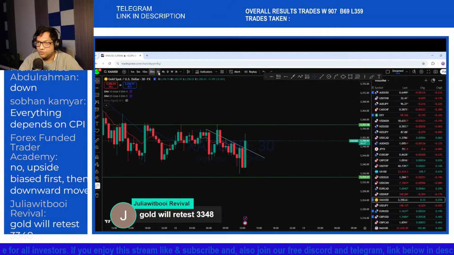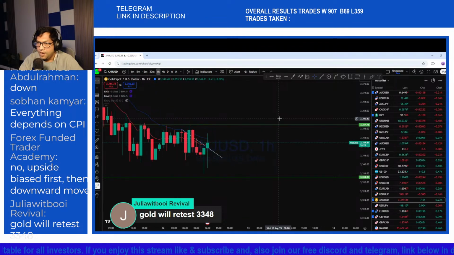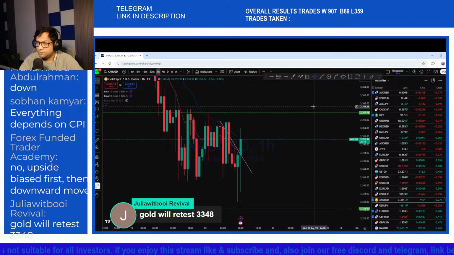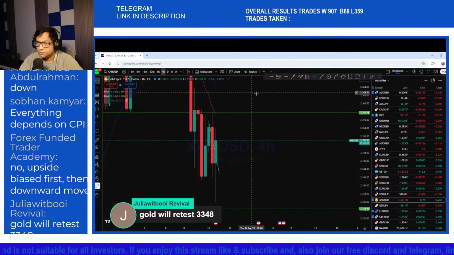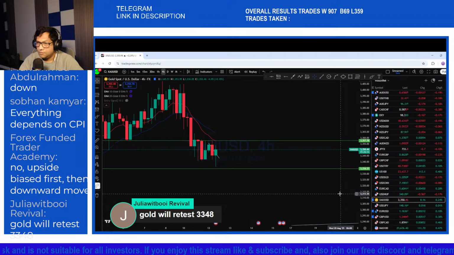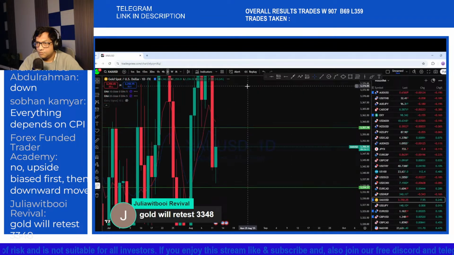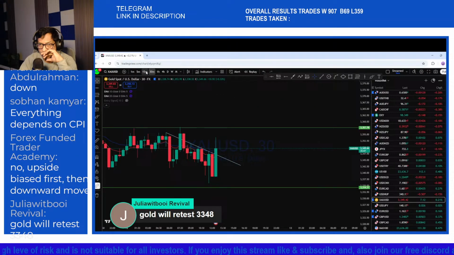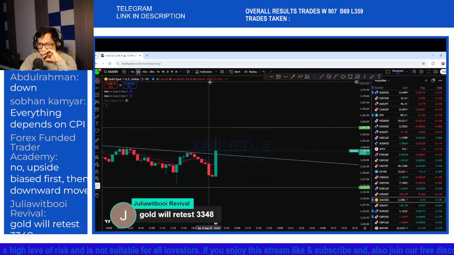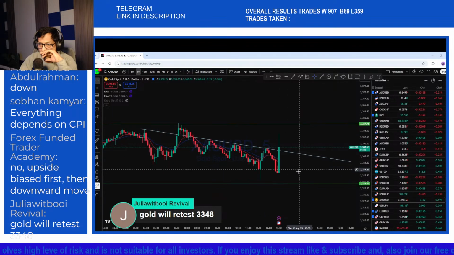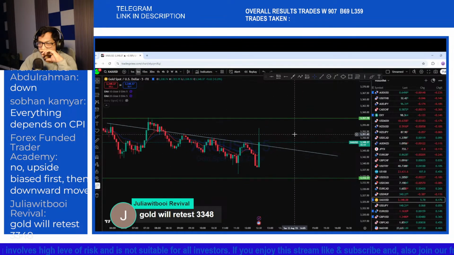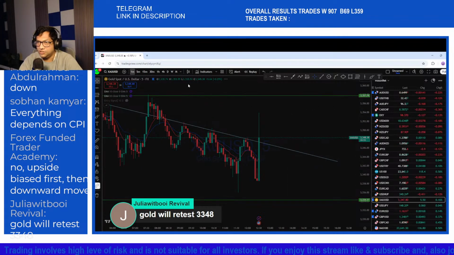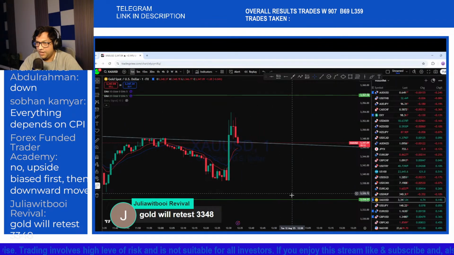Here's the bullish move back to the upside, and you can see from here it's trying to push back. It has just crossed this trend line. Now the question is whether the market is coming back again to this support level.